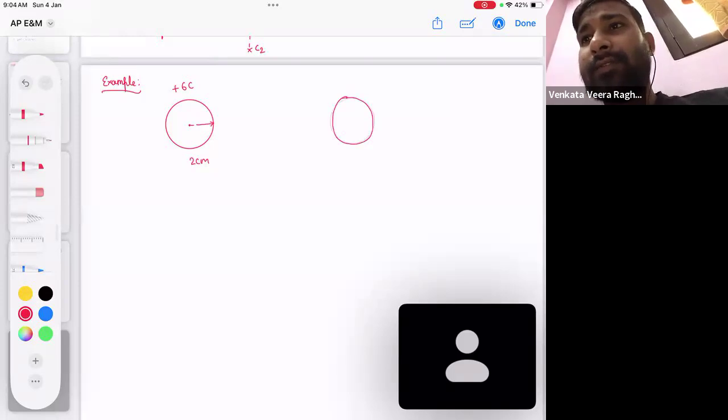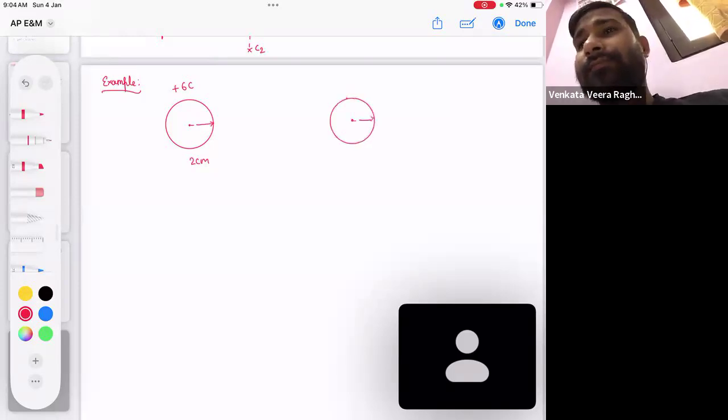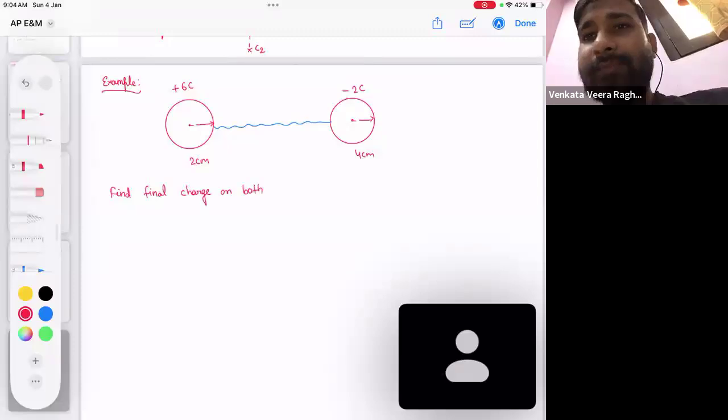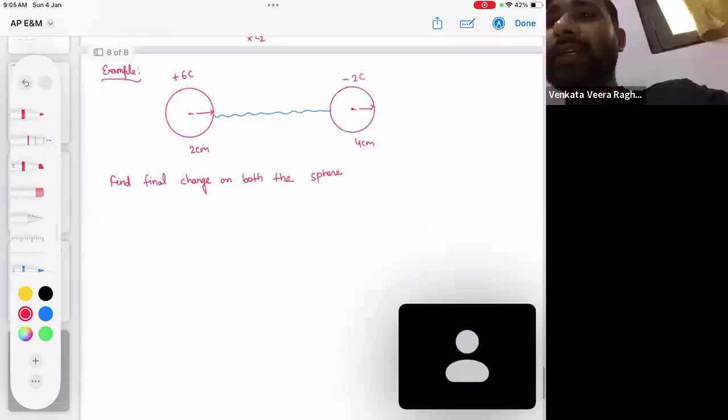There is another sphere. The radius of this one is 4 centimeter, and it was given minus 2 coulomb of charge. Now they are connected to each other with a conducting wire. So we have to find the final charge on both the spheres after equilibrium is reached.